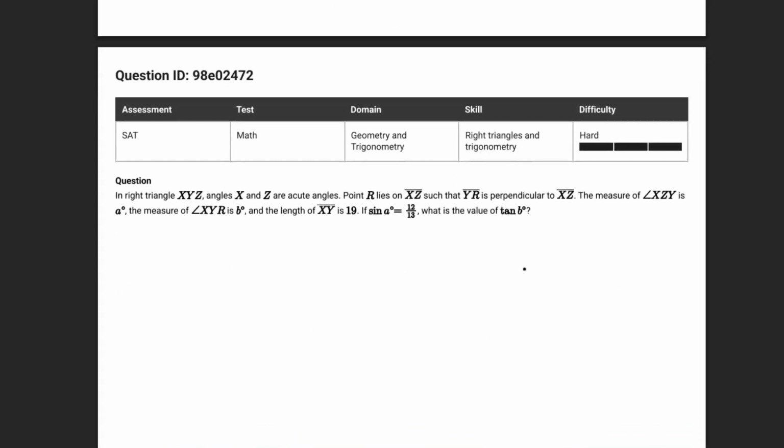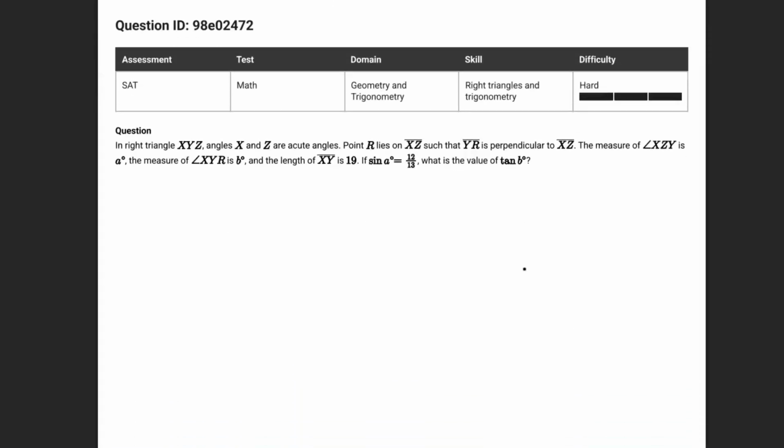All right, next question. Okay, this one is actually really hard. In right triangle XYZ, okay, let's just draw it. I'm going to try to make this bigger because it'll be easier for this question. X and Z are acute angles, meaning Y is the right angle.